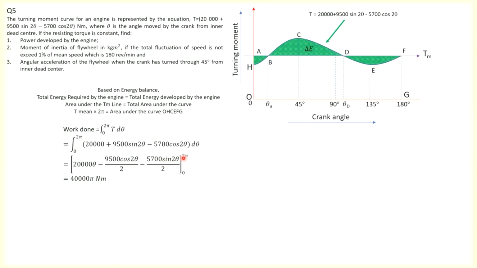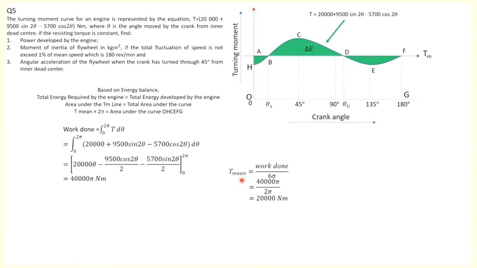After substituting your upper and lower limits into this equation, you will be able to find the total energy developed by the engine. That means this statement here: the total energy developed by the engine, or the work done, would be equal to 40,000 pi Newton meter. Now, you have to know integration here.